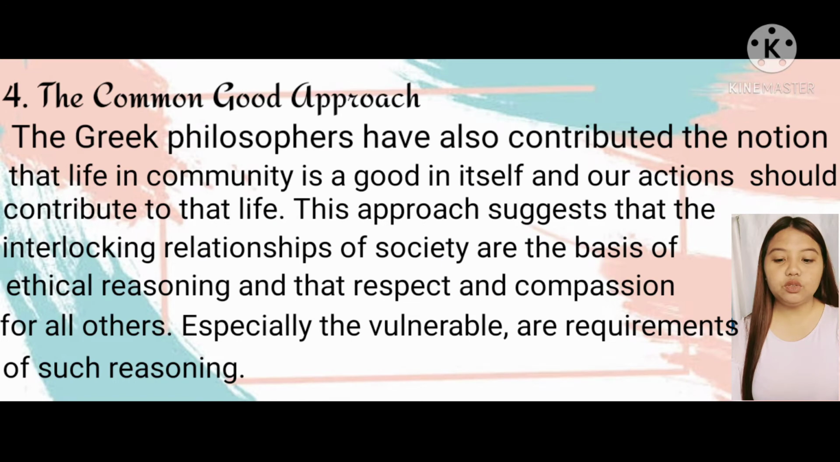Fourth, the common good approach. The Greek philosophers have also contributed the notion that life in community is a good in itself and our actions should contribute to that life. This approach suggests that the interlocking relationships of society are the basis of ethical reasoning and that respect and compassion for all others, especially the vulnerable, are requirements of such reasoning. This approach also calls attention to the common conditions that are important to the welfare of everyone. This may be a system of law, effective police and fire departments, healthcare, and a public educational system, or even public recreational areas.